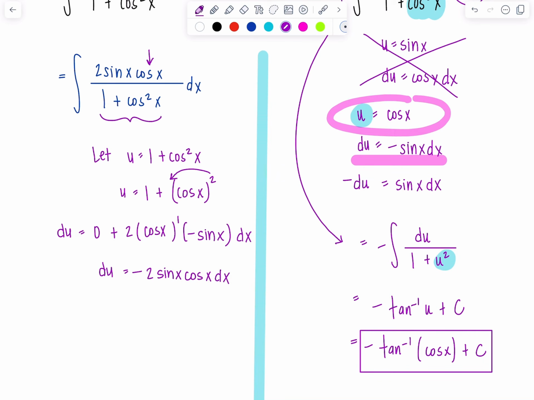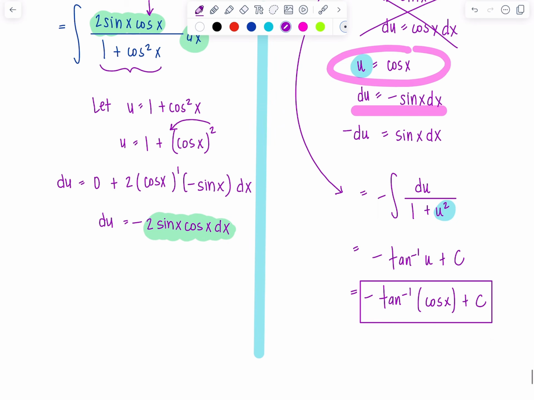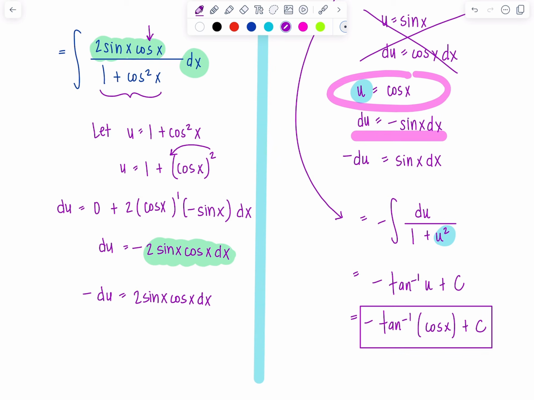That way you can already see it's matching the order of everything in the numerator, right? 2 sine x, cosine x, dx. So again, let's just move the negative over to the other side. So negative du equals 2 sine x, cosine x, dx. And then we can rewrite our entire integral in terms of u. So this is negative integral. In the numerator, I just have du over, this is the part that's different, okay?